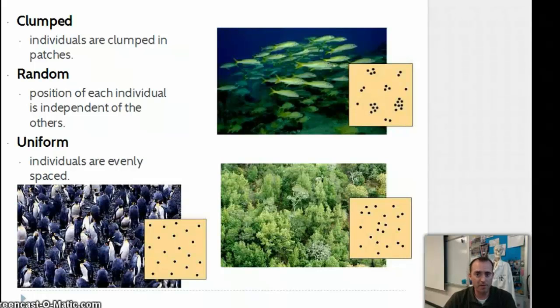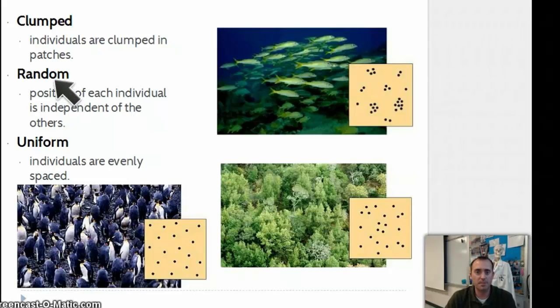Now, in general, we find three different dispersion patterns. We see clump dispersion. Here we have a school of fish. All these individuals are clumped in patches. Here's a little diagram over here. Schools of fish tend to help the fish avoid predators. It's hard to target one single fish. It keeps them safe. I guess you can consider that a resource. Again, our watering hole example would be another example of clumped dispersion.